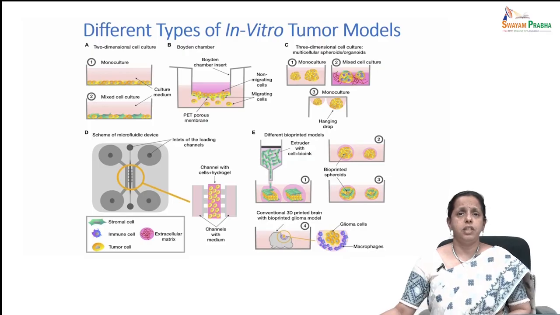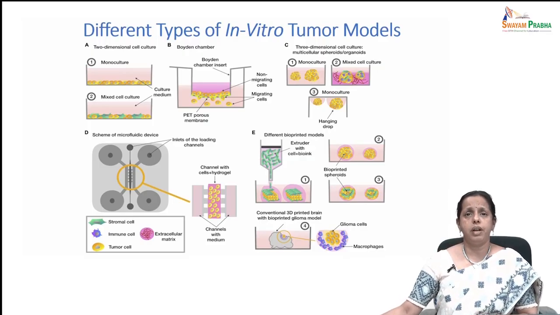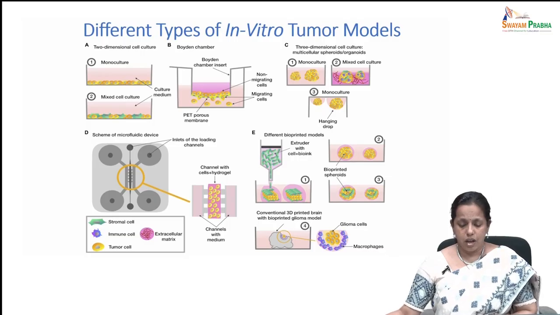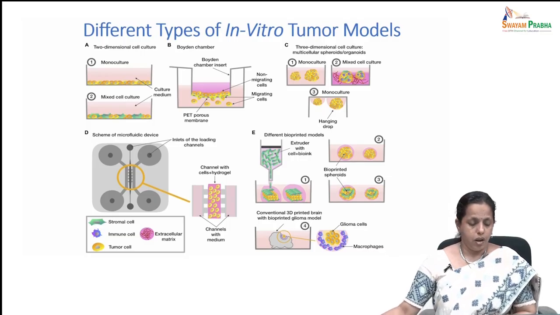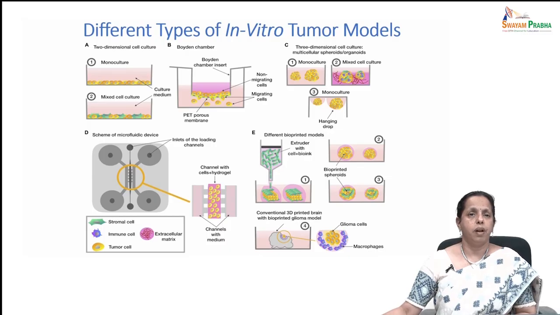And a three-dimensional culture, which is very important. Here, if we can clearly see, the cells form a monolayer, but here the cells are clustered to form what are called multicellular spheroids. And then you have mixed cell cultures, or mixed cell organoids. The spheroids can also be made by a hanging drop. And then we have different cells which form a tumor microenvironment. They can be placed in a microfluidic device, and there are different devices here.